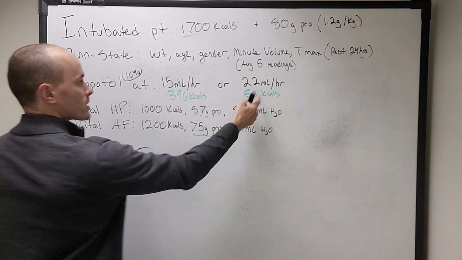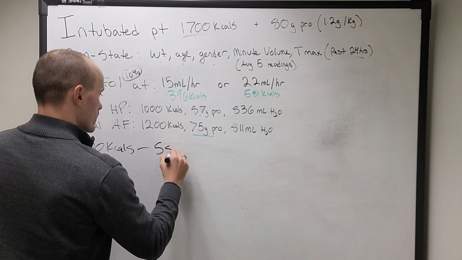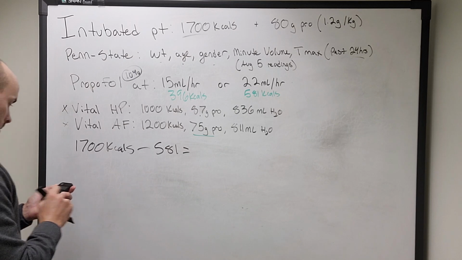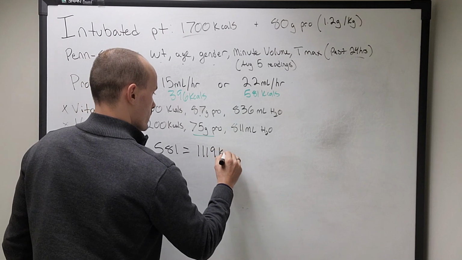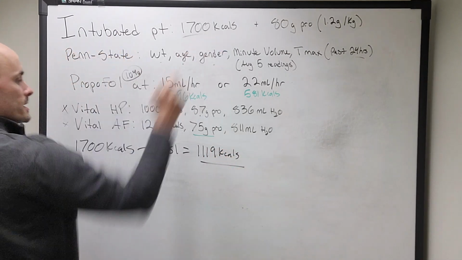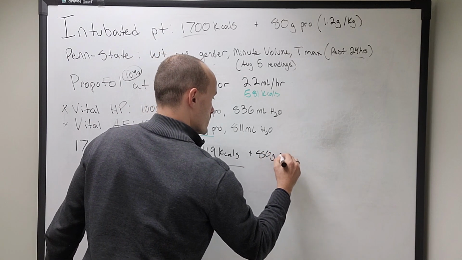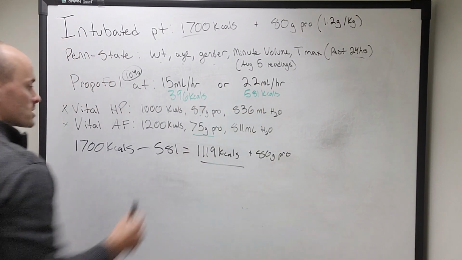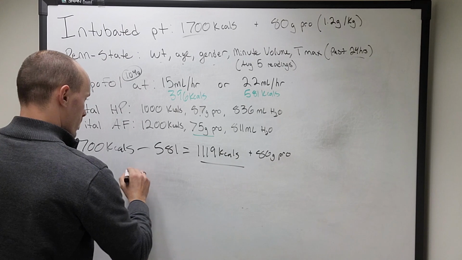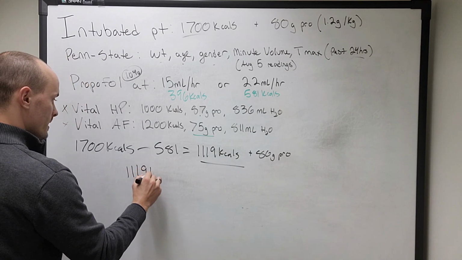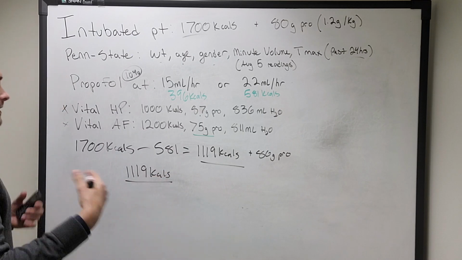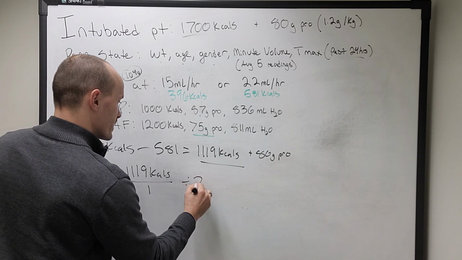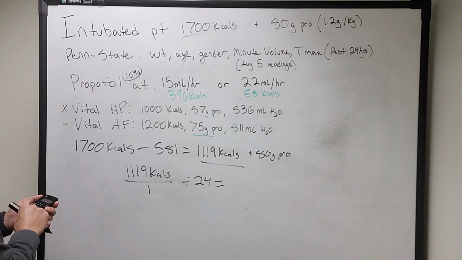So what we do, they need this. We're going to subtract the calories from their propofol, 581. Gives us a remaining balance that has to be met from nutrition support. So they need this, and they need 80 grams. So these are the numbers we have to meet with them on propofol at 22 an hour. So we take our 1119 kcals, divide by the calorie concentration. This is a 1 cal. And then we divide by 24. And this gives us our ballpark hourly rate.